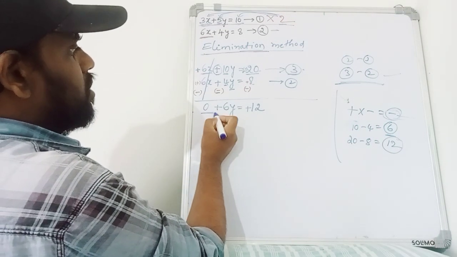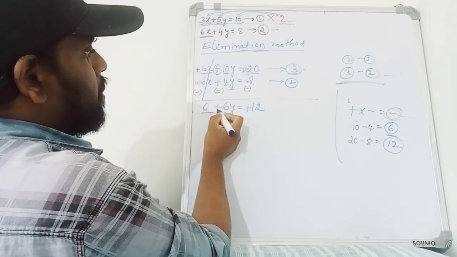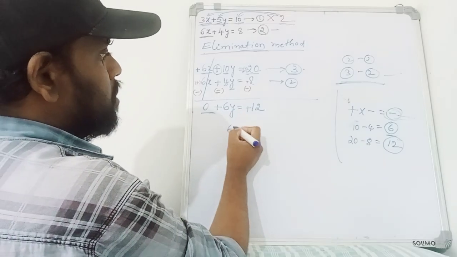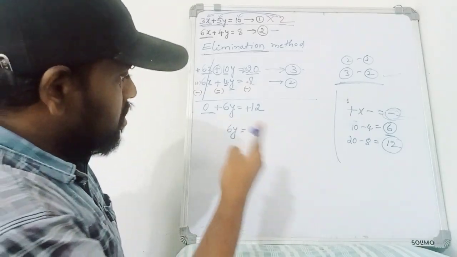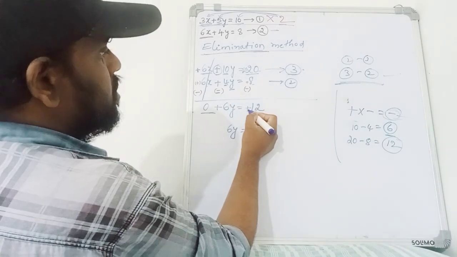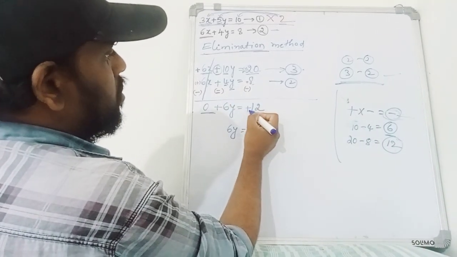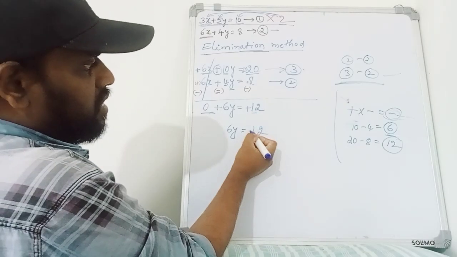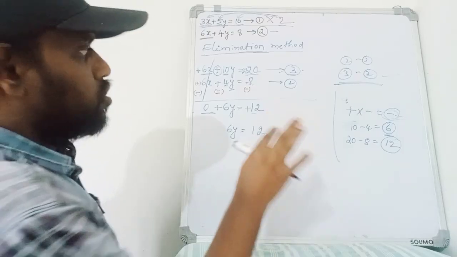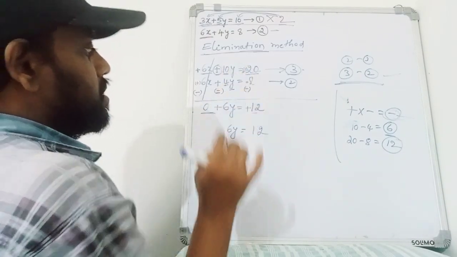Now 0 is there, we can just remove it. A plus 6y or 6y, both are the same. If you don't write anything here, it is understood that there is a plus. Next, you can remove this plus and write 12 as it is, because when nothing is there, plus is understood. That's why I am just removing this plus sign.